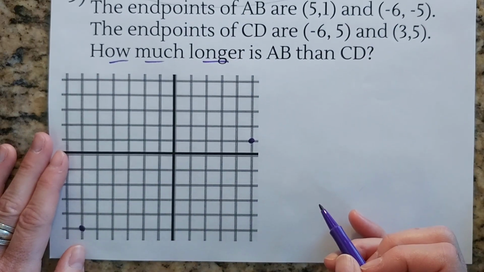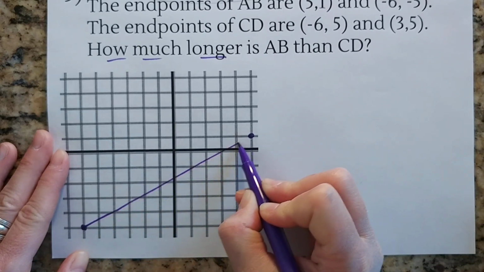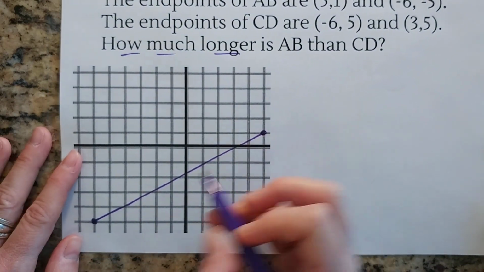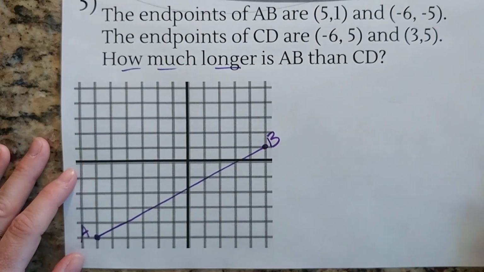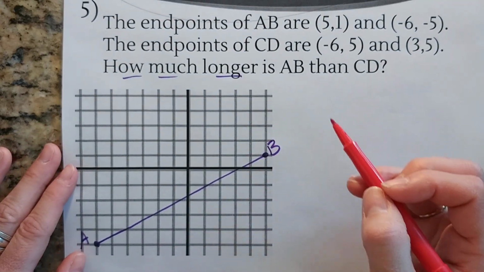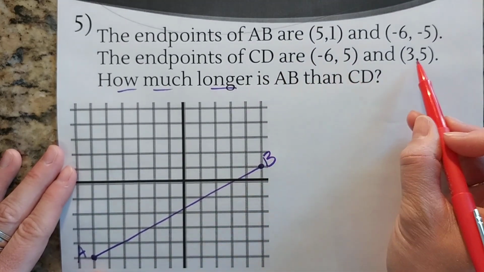Once I have the points graphed, I'm going to connect them. Remember, this one was line AB, so I'm going to name this A, B. The second one is line CD. I'm going to do that one in red. So I'm just going to graph these 2 points.